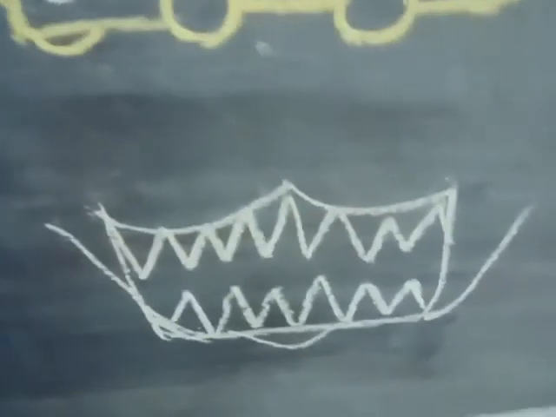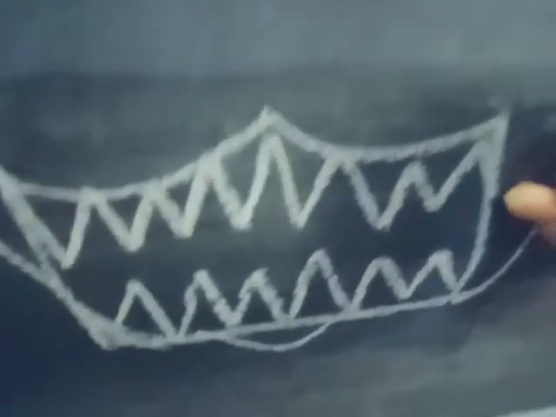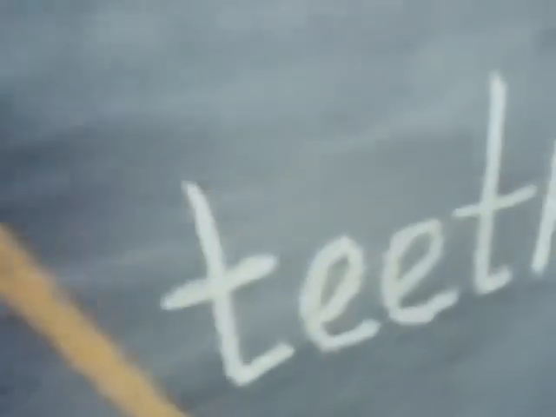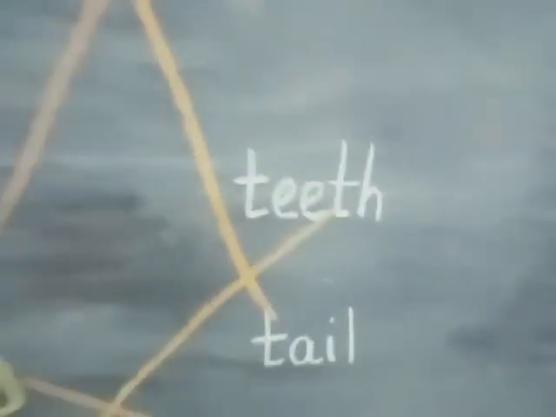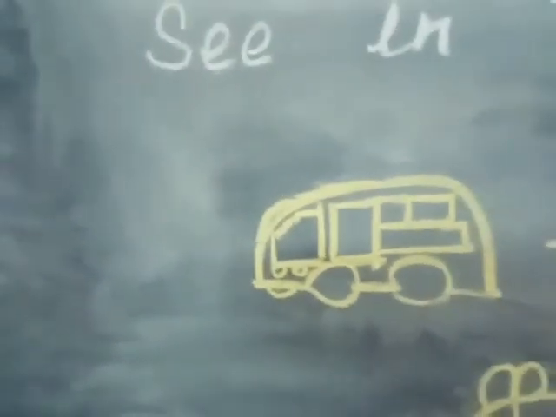Okay. Next, teeth. All of you show your teeth. Yes. Teeth. So where is the word teeth? It's here. Okay. Teeth. So go and match to the word teeth. Okay children. Now finally our next activity is circle the words of the things you see in this picture.